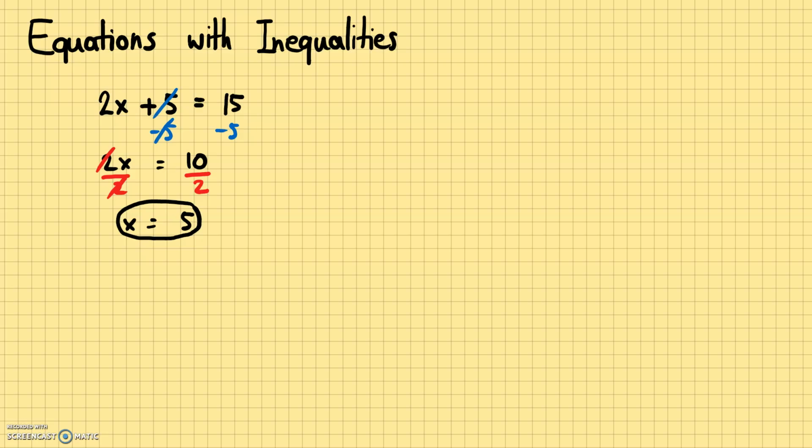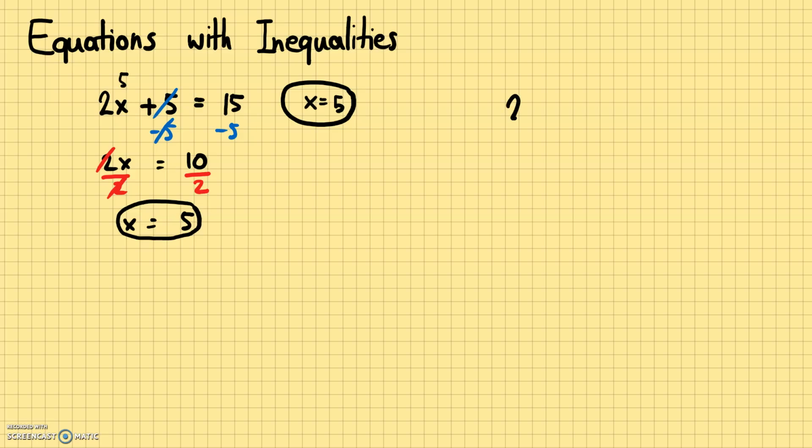And again, you can check your answer by plugging it back in. 2 times 5 is 10, plus 5 is going to be 15. Okay, and there's only one answer, x equals 5. And that's it. There's no other number that will make this true. But for inequalities, there are going to be lots of different answers.